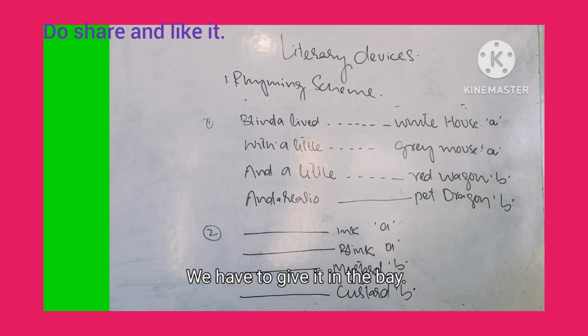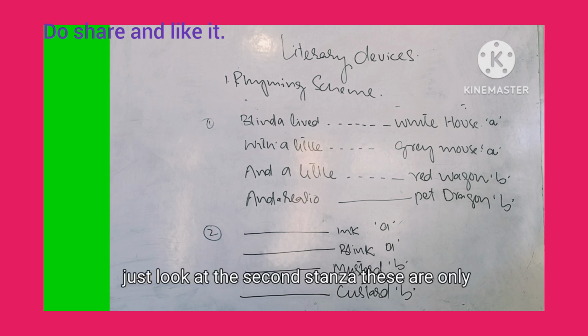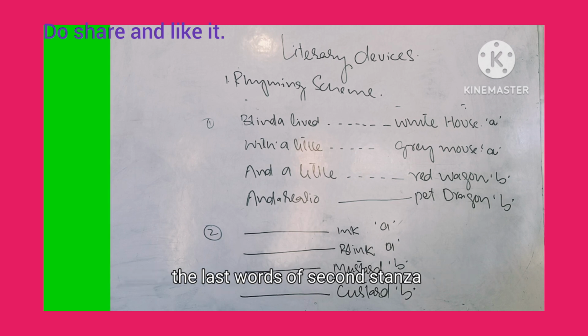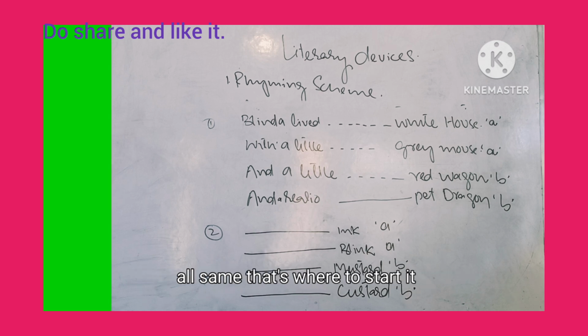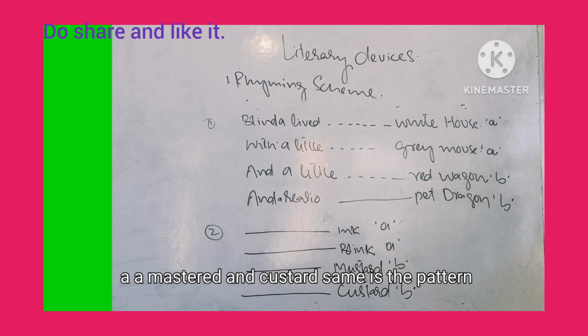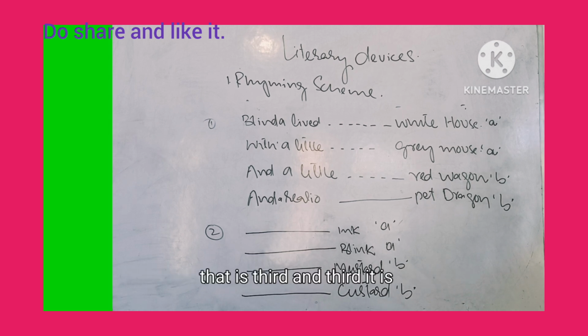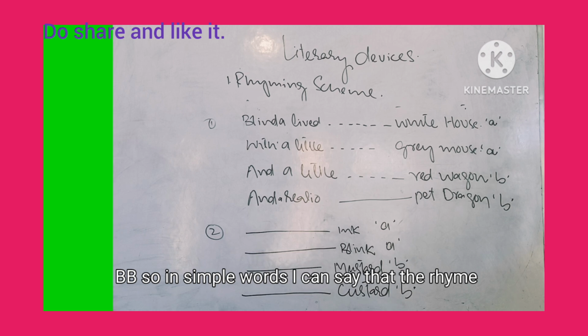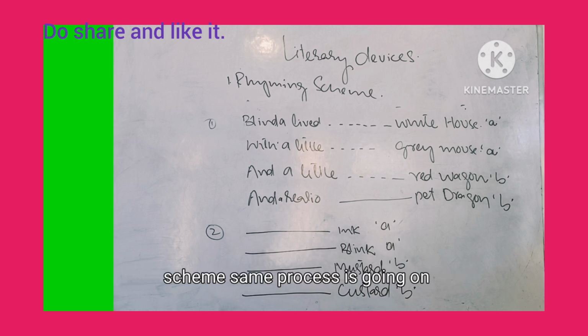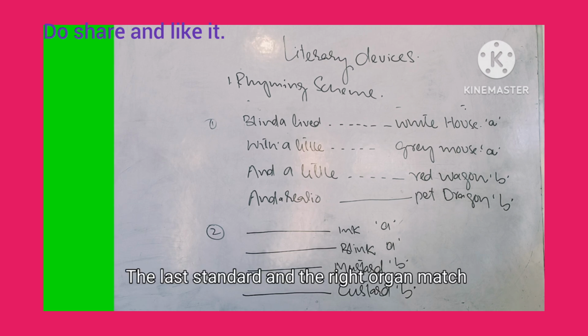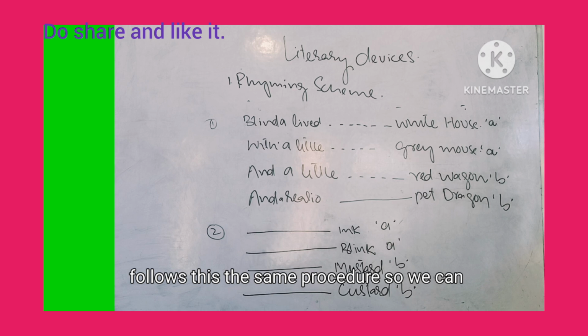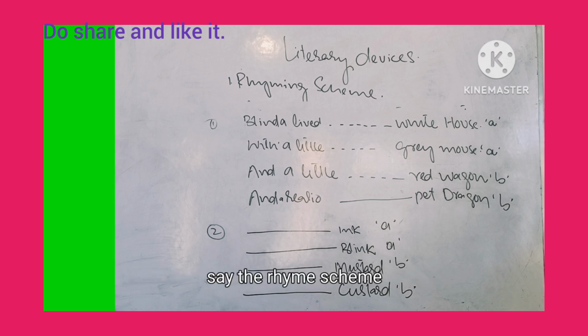Just look at the second stanza. These are only the last words of the second stanza: ink and blink. The sounds are the same, that's why we start with A. Mustard and custard, the same pattern, that is third and fourth, BB. So in simple words, the same process goes on through the third stanza, the fourth, up to the last stanza, and the writer Ogden Nash follows the same procedure. So we can say the rhyme scheme of The Tale of Custard the Dragon is AABB.